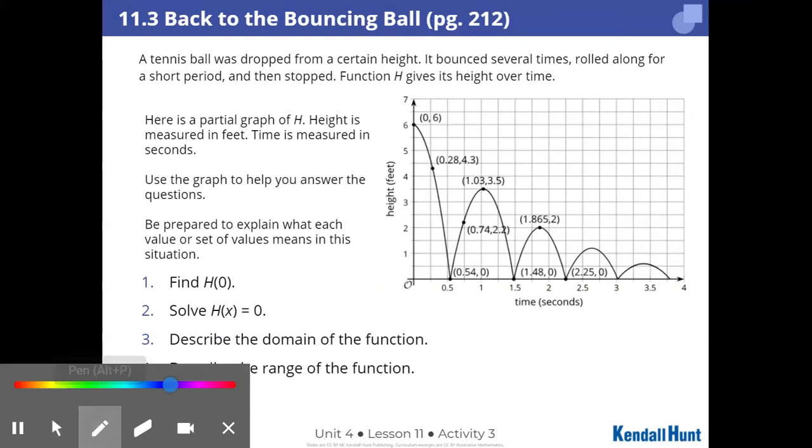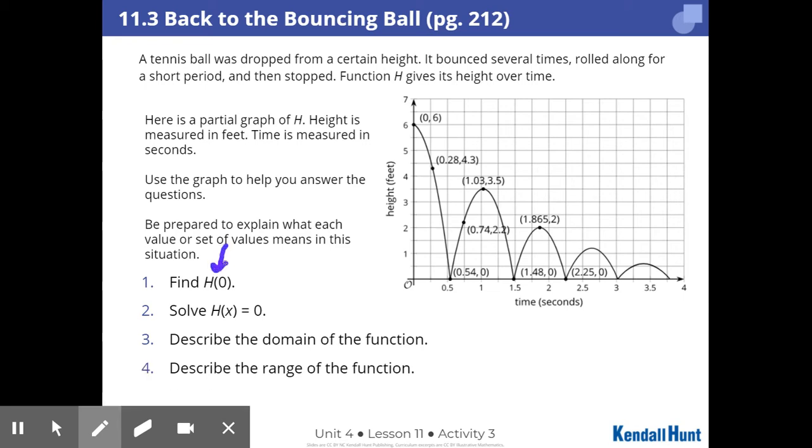Right, hopefully this was some good review, and then also talking about domain and range. So h of 0, remember that means my input is 0. What's the height at time of 0 seconds? Well, the height here at 0 seconds is 6 feet. So h of 0 is equal to 6 feet.